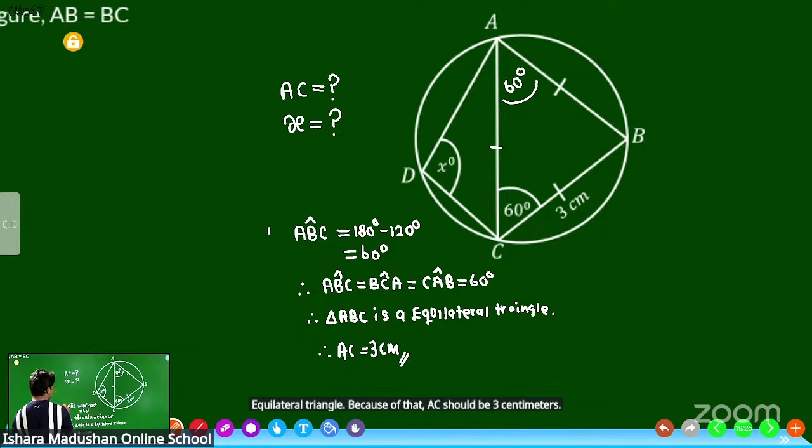The first question. Second question. You need to find x. Then here it is 60.